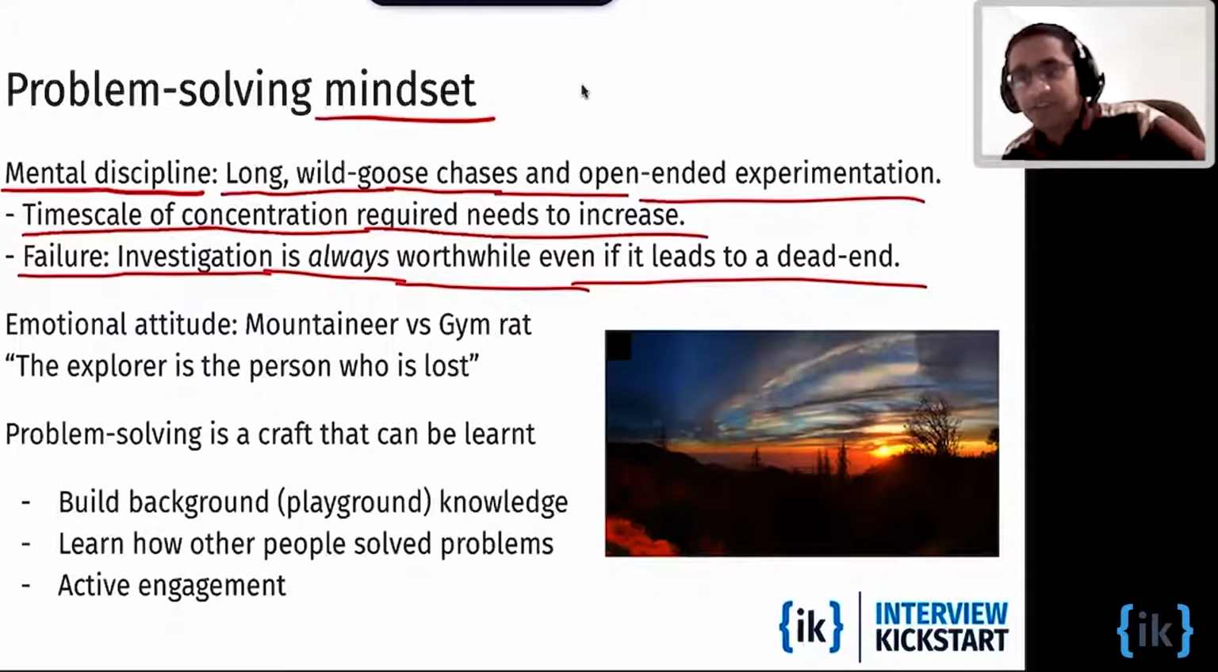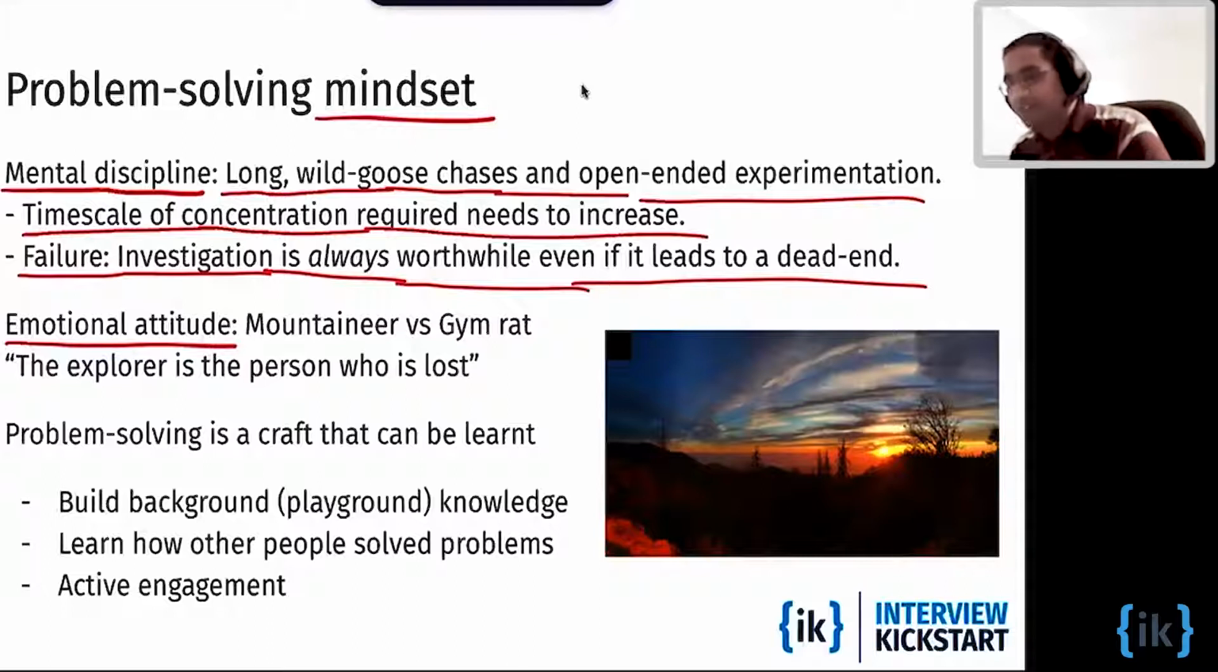So these are two changes in our mental discipline that we need. Increase the time scale of concentration and look at failure as a natural part of problem solving. Without failure, it's meaningless to even talk about problem solving. You start out from a state of cluelessness. So when you have no idea what method will work, what is the option? You have to try out different problem solving strategies one by one, and many of them are going to lead to dead ends. So it's a natural part of the process.